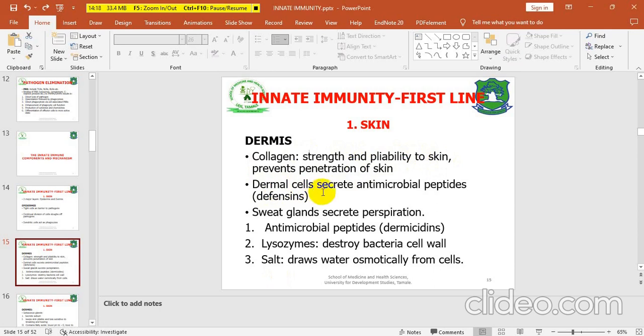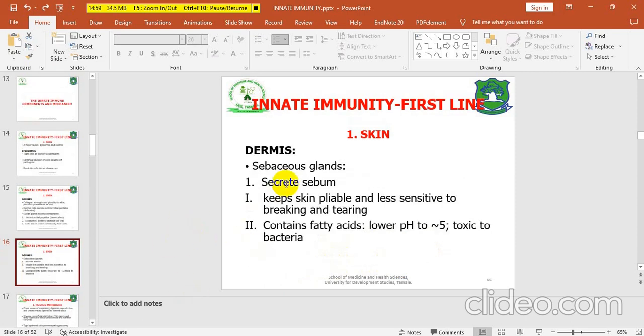We also have the dermal cells which secrete antimicrobial peptides. So the cells of the dermis produce defensins, which are antimicrobial peptides. So you see the skin has a whole lot of mechanisms to ward off infections. Sweat glands also secrete sweat, and the sweat contains antimicrobial peptides called dermicidins. The sweat contains lysozymes that destroy bacterial cell walls. The sweat contains salts that draw water osmotically from cells.